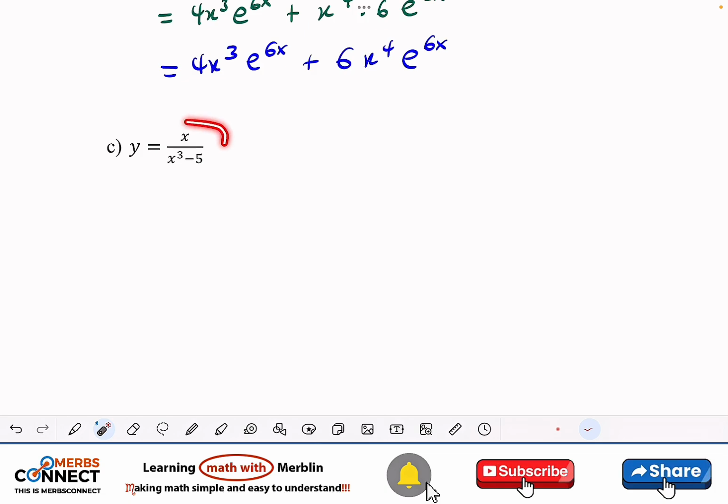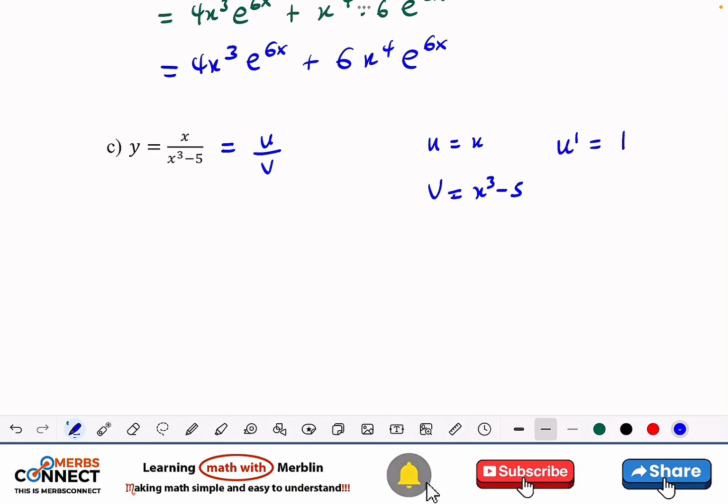Now let's look at this. We want to differentiate this, and what can we do? To differentiate this function, we can see that this function here is actually this over this. So we can think of the quotient rule. Let's name this one to be u divided by v, right? So we know u will be equal to x, and v will be equal to x to the power 3 minus 5. So we need u prime, and it is 1, and we need v prime, which is equal to 3x squared.